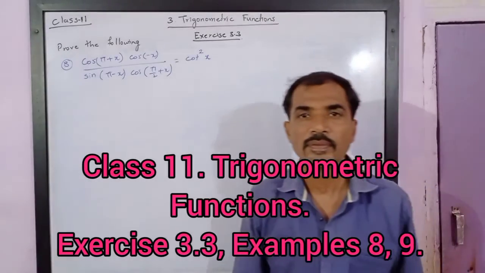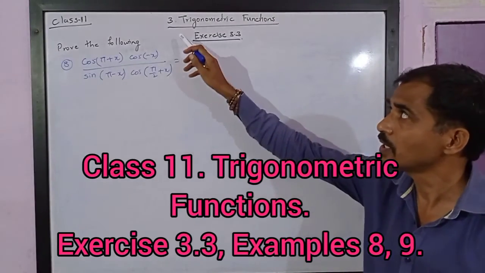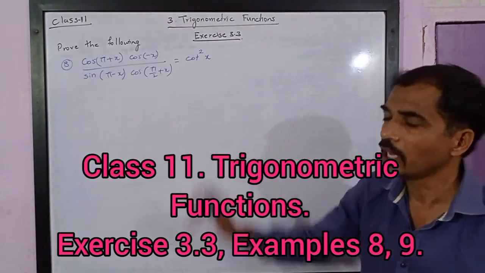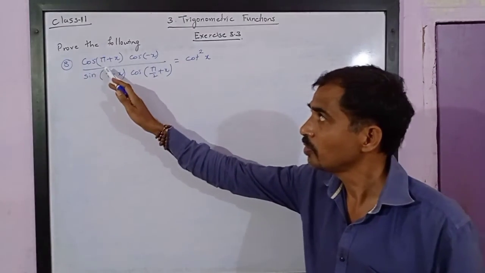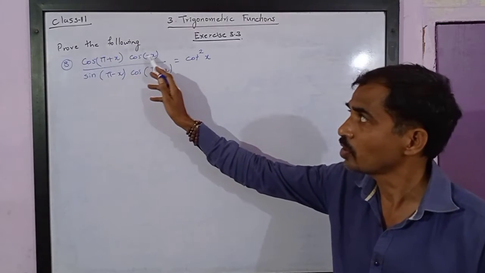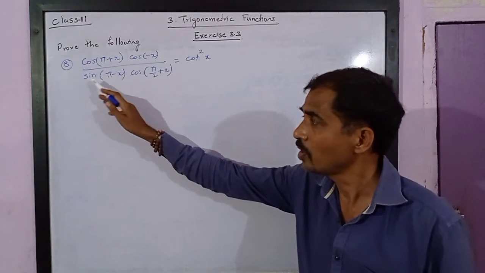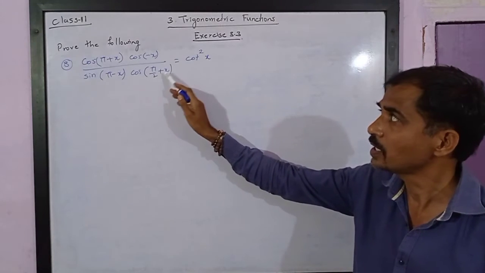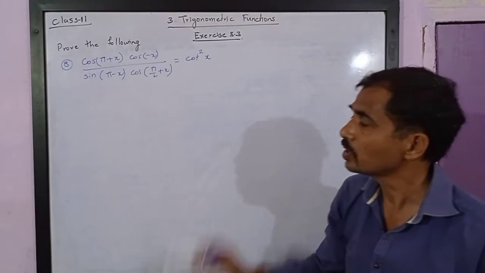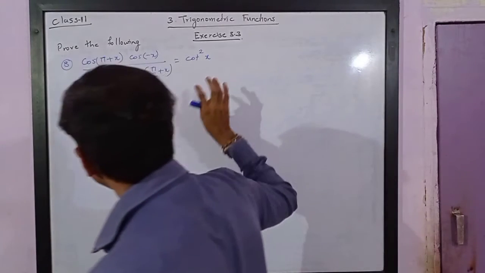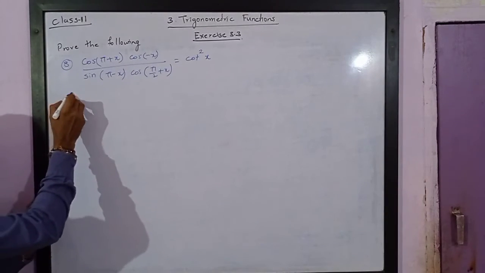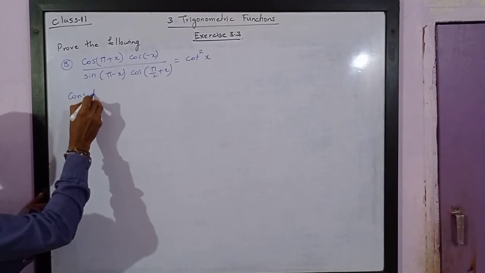Dear friends, in class 11 we are studying the third chapter, trigonometric functions, and in exercise 3.3 we have the 8th question. Cos of (pi plus x) into cos of (minus x) upon sin of (pi minus x) into cos of (pi by 2 plus x) is equal to cot square x. This is what we need to prove. So for this, consider LHS.